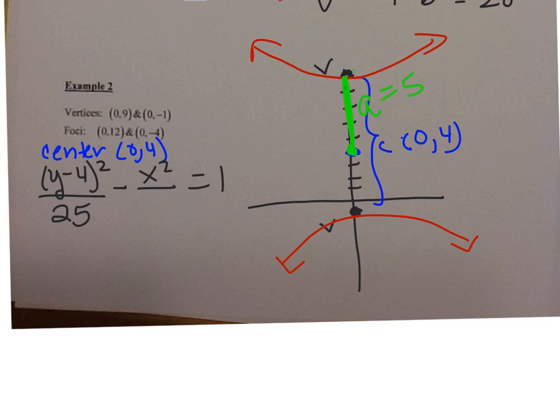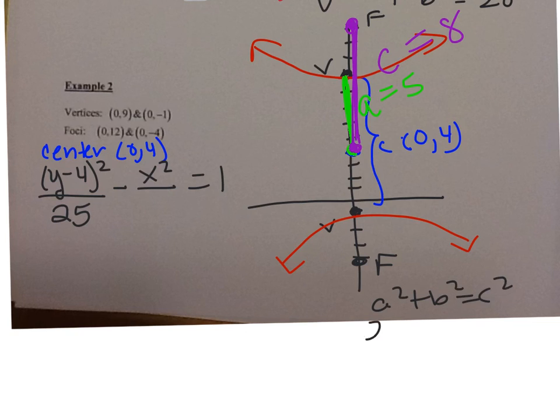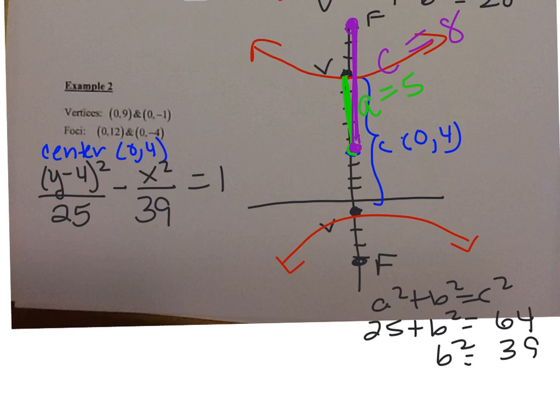Now I need my b. So we need our foci. So my foci are at (0, 12), so there's one focus, and (0, -4), there's my other focus. All right, so I need now my c, which is going to be from center to my focus here. So that's my c, that's a length of 8, so c is equal to 8. All right, so the Pythagorean theorem is a squared plus b squared is equal to c squared. So 25 plus b squared equals 64. b squared is equal to 39. So 39 will go underneath the x squared. Okay, so that's it, and we'll practice in class tomorrow. Have a good night.